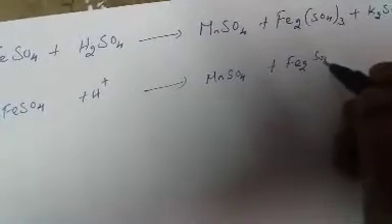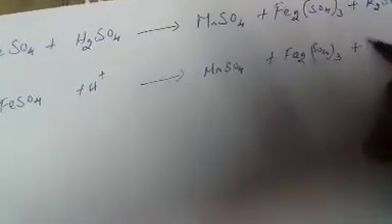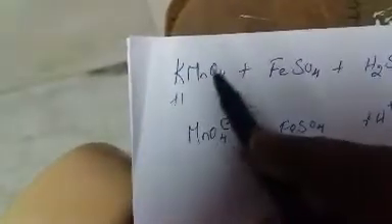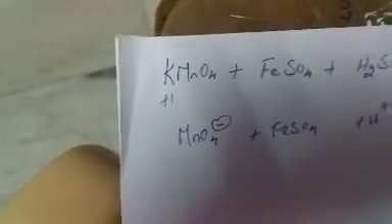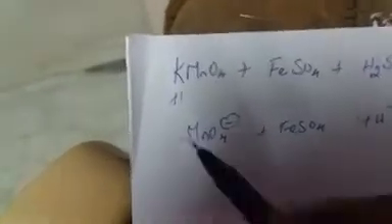Next, MnSO4 plus Fe2(SO4)3 plus K2SO4 plus H2O. Here the oxidation number for potassium is plus 1, therefore you can split it as K plus and MnO4 minus. We take MnO4 minus. This is the method.